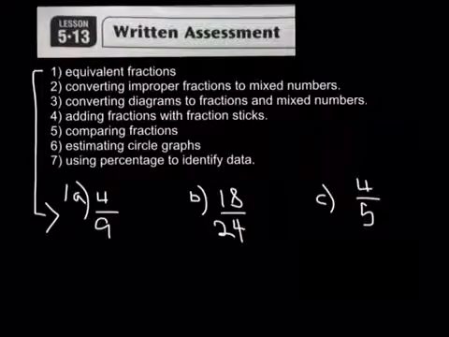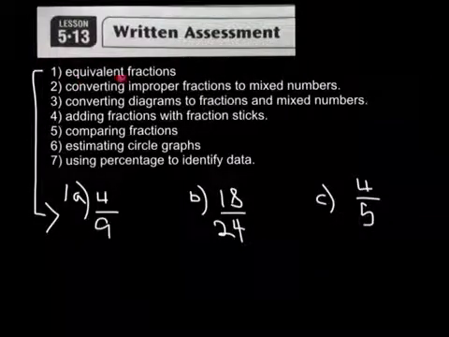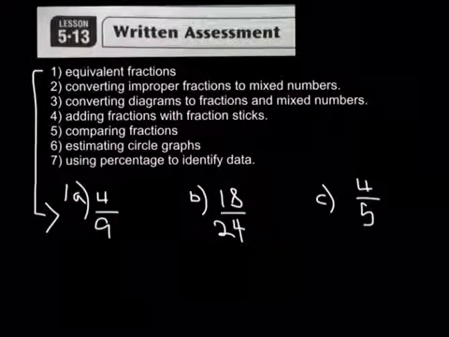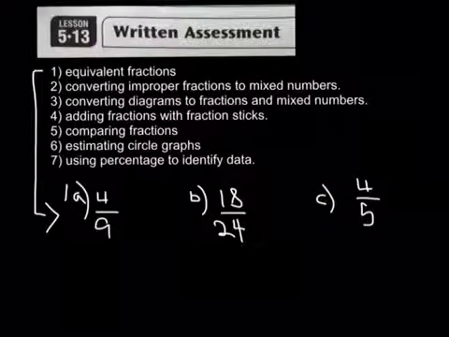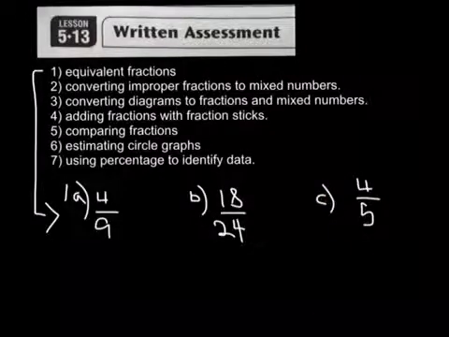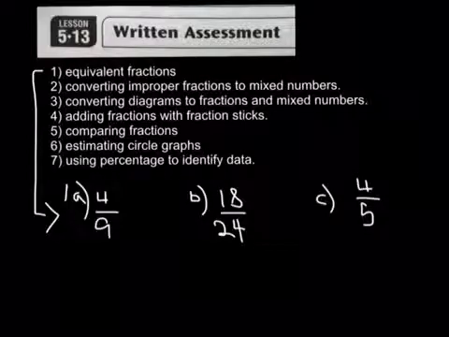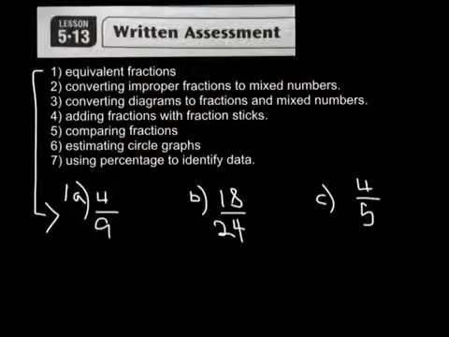Go ahead for number 1 and write the title, Equivalent Fractions, and write these 3 fractions: a, 4/9, b, 18 over 24, and c, 4/5. Okay, and write 3 equivalent fractions. Pause the video now, solve it, and we'll check the answer after you've completed them.